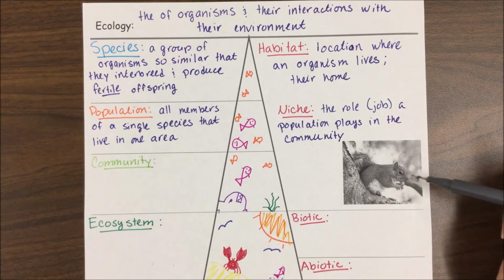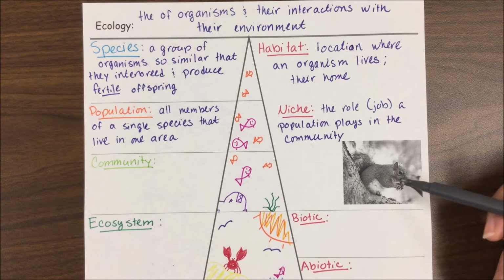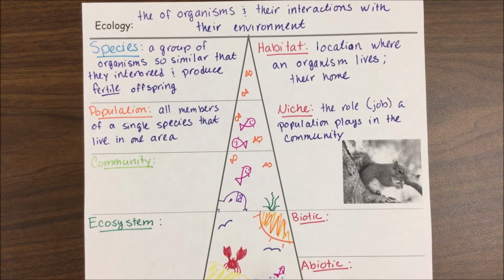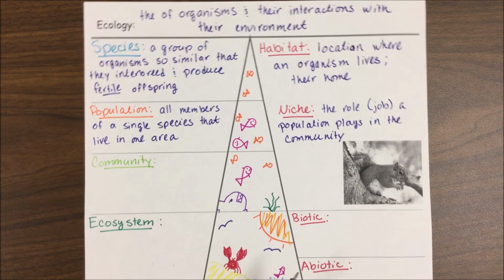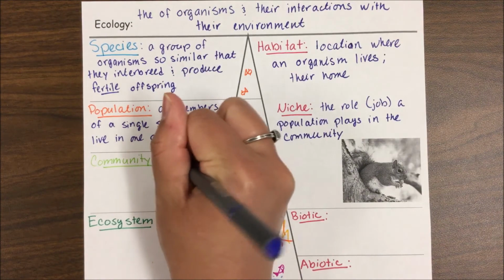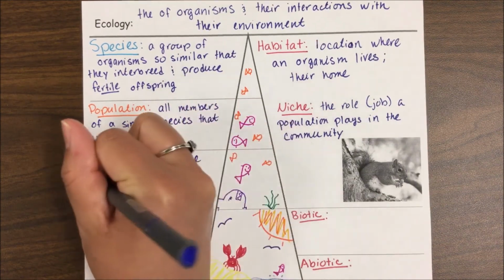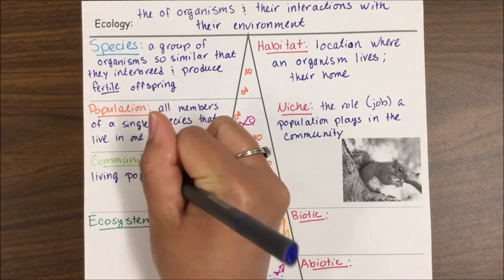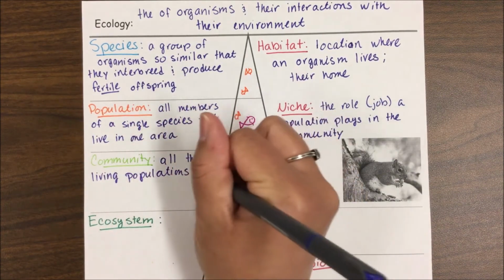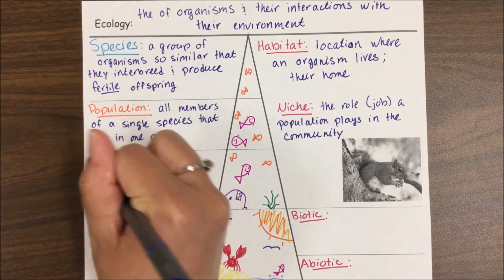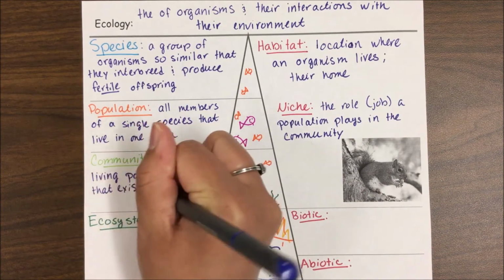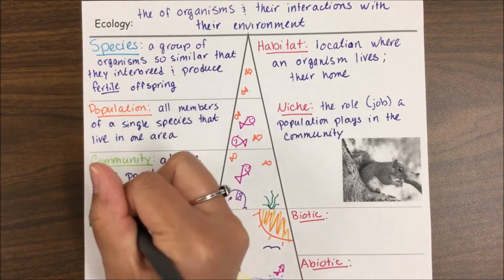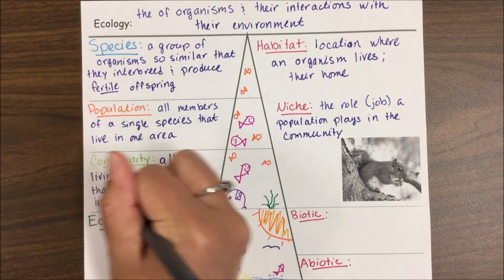And if you're looking at an ecosystem, one of the ways you can tell it's healthy is if there's a lot of different animals, such as this squirrel. So the squirrel plays an important part in the community. So a community is all the living populations that exist and interact in an environment.